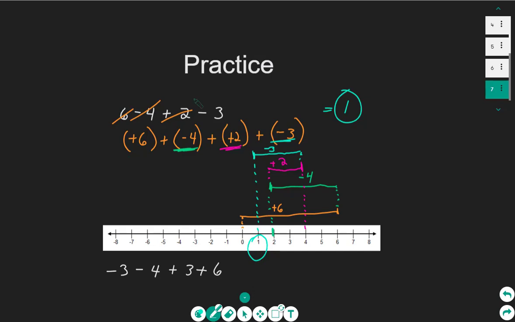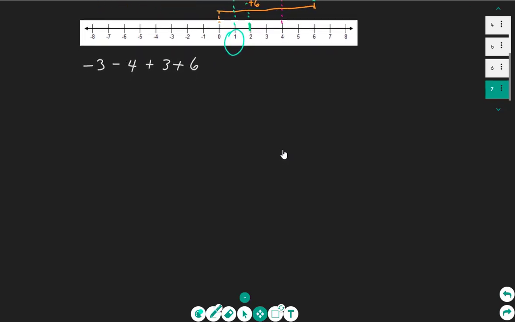However, the idea here is to get you used to looking at these problems and seeing them in a different sense. You're seeing them as a 6 plus a -4, and then that answer plus a +2, and then that answer plus a -3. That's the goal here, and we'll be doing more of this in the next lesson. All right? Okay, let's try one more here. So go ahead and pause the video, try this one on your own, and then we'll do it together.